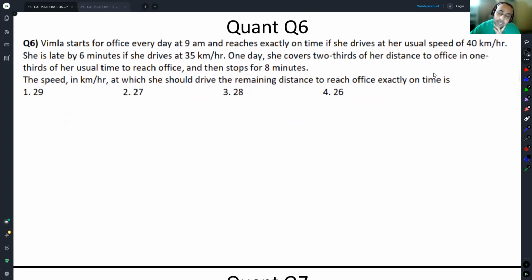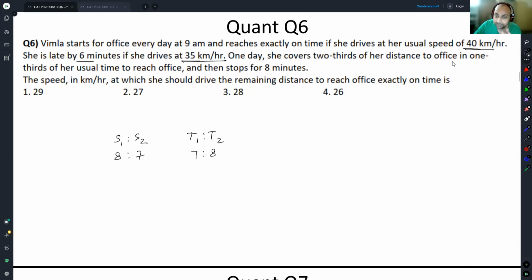Vimla starts her office every day at 9 a.m. and reaches exactly on time if she drives at her usual speed of 40 km/h. She is late by 6 minutes if she drives at 35 km/h. Okay. Pay attention. The speed in first case is to speed in second case the ratio 8:7, 40:35. So time in first case is to time in second case has to also be 7:8 precisely.